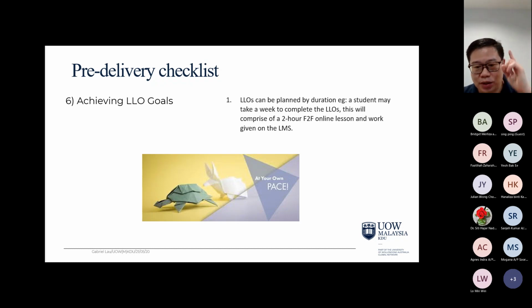Some students, you say it once, they understand. Some students, you say it 3 times, then they understand. But they are also good students. They are also good because we are unique in our own selves. Okay, so we learn differently. All right, so this is called achieving LLO goals.